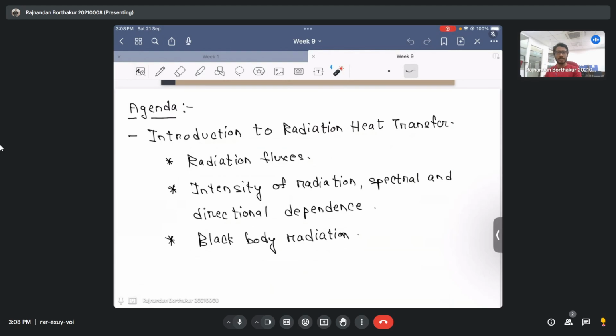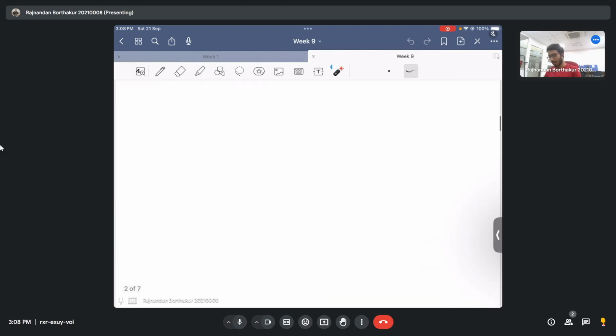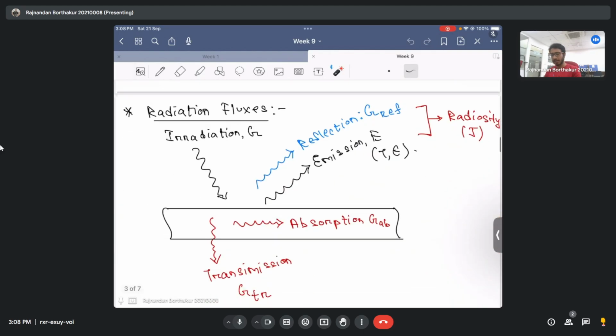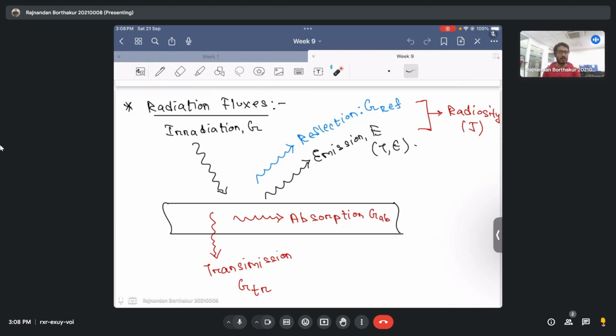And the first and foremost, as I said, we will be discussing the radiation fluxes, and then we will be solving an important sum involving these radiation fluxes, and then we'll go into the intensity of radiation, the spectral dependence, and the directional dependence, and so on and so forth.